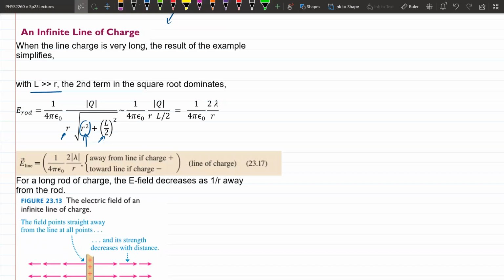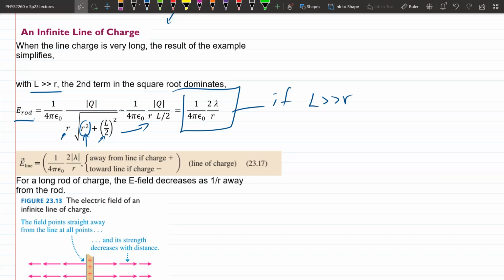If this is 10, this is 1. 10 squared is 100, 1 squared is still 1, so 101 is basically approximately 100. So when you simplify this, the electric field from a rod simplifies to just 1 over 4 pi epsilon naught, twice the charge density divided by the distance away from it, and that's it. The reason I'm not canceling out the 2 is because 1 over 4 pi epsilon naught is a nice number. That's just K. This is if L is much bigger than R.